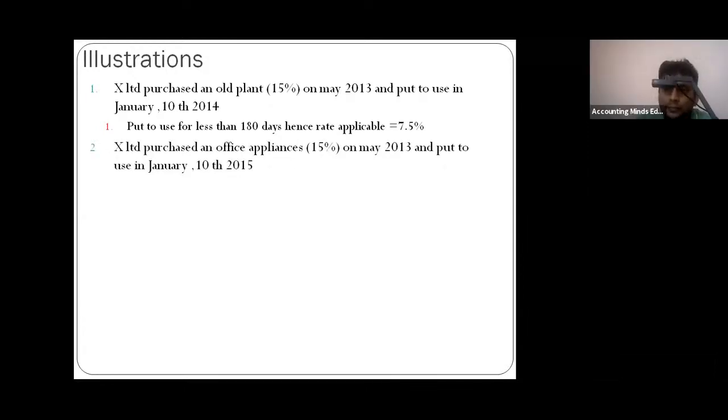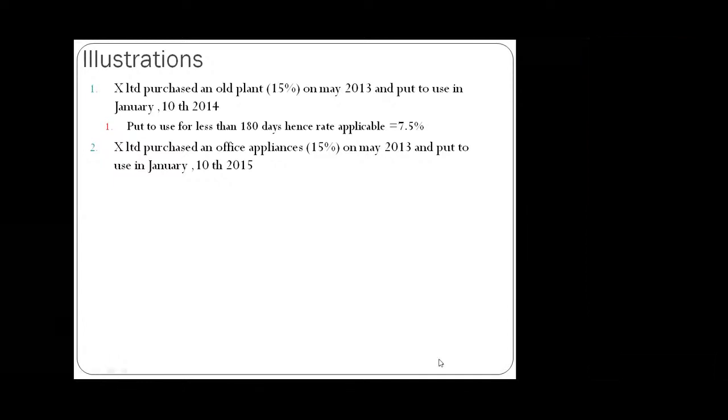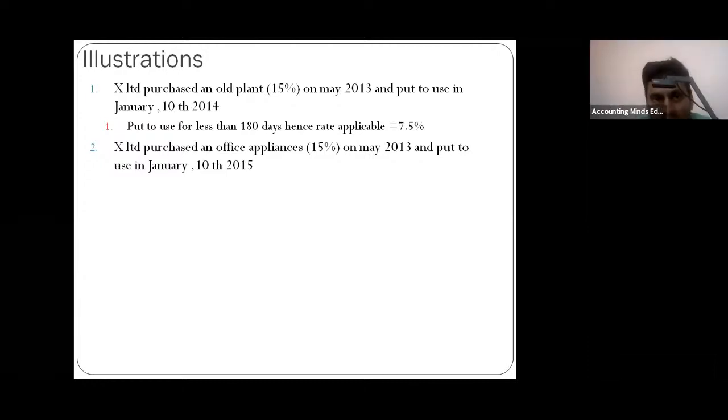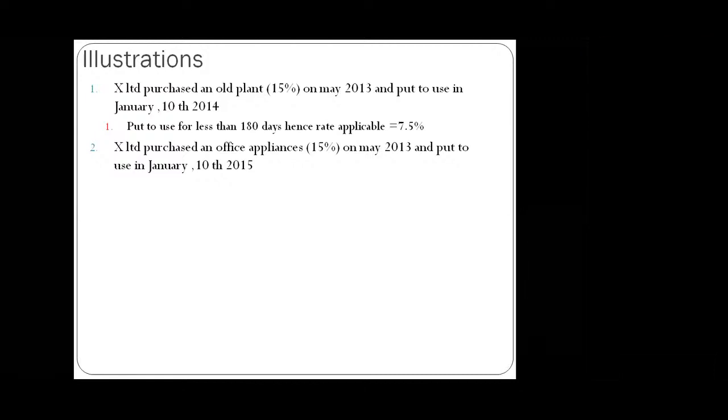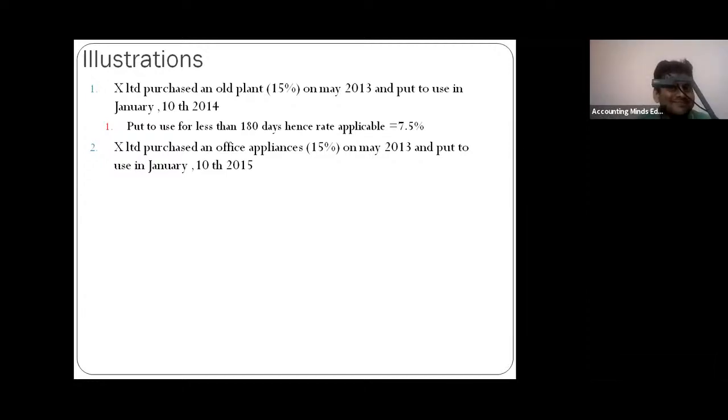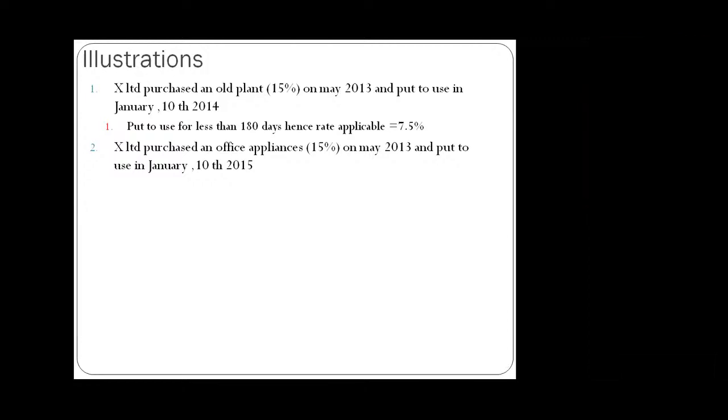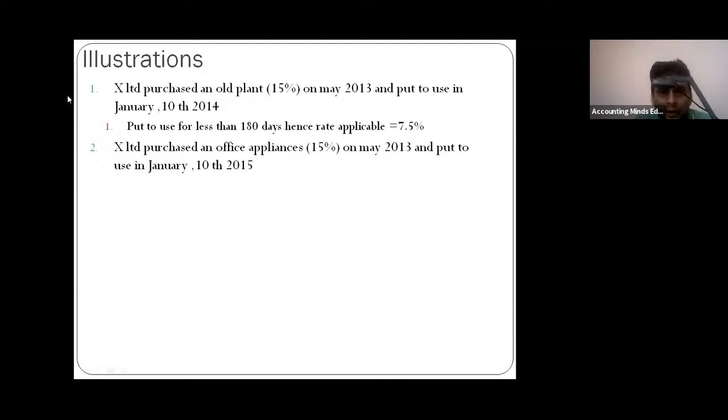Now, Sanjana again. X Limited purchased an office appliance on 15 May 2013 and put it to use on January 10, 2015. How much is the depreciation? No depreciation will be chargeable, since the machine is not put to use in the previous year 13-14. So for 13-14, no depreciation. Correct? Yes, sir. All of you agree? Yes, sir. That's why you're able to answer. You understood? Right, guys? Yes, sir.